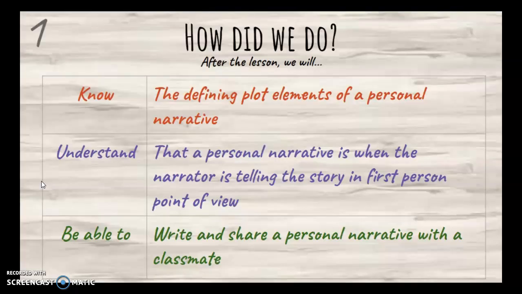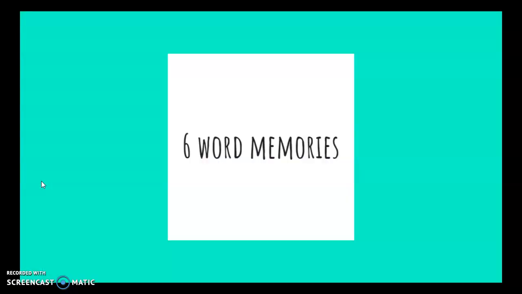Okay, so let's review our objectives. After the lesson, we should know the defining plot elements of a personal narrative. We should understand that a personal narrative is when the narrator is telling the story in the first person point of view, and we should be able to write and share a personal narrative with a classmate. We have done all 3 things. Now we're going to do something that's a little more challenging. It's a 6-word memory. So before I ask you to do it, we're going to look at a couple of these.